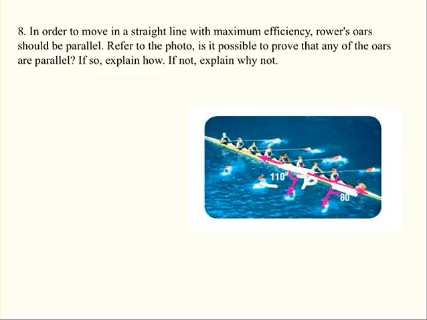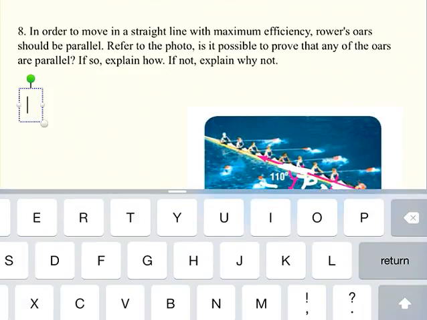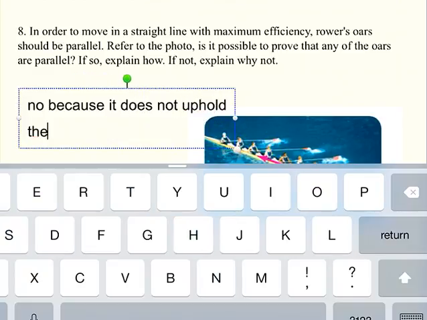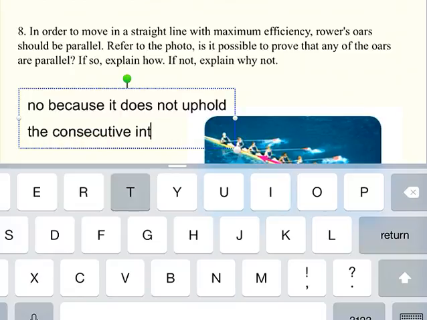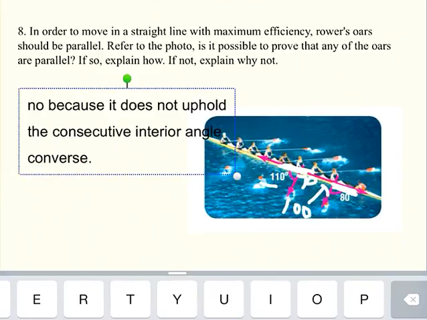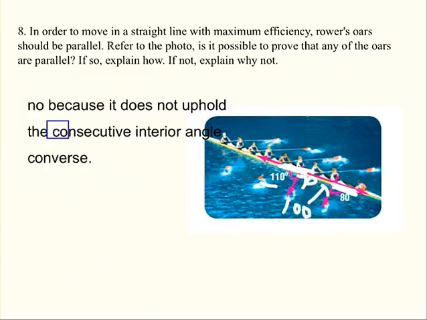This angle right here is 80. So in order to form a line, that means that that angle right there is 100. Now, in order for those oars to be parallel, our two interior angles need to add up to 180. And 70 plus 100 is not 180. So that is not going to be true. So we are going to say no because it does not uphold the consecutive interior angle converse. So since that's not true, then they can't be parallel, okay?